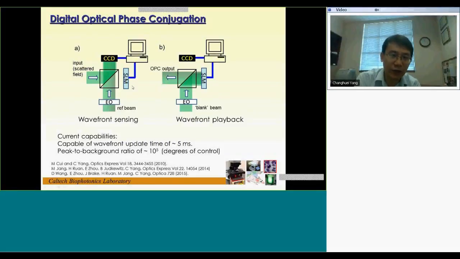This approach, we have been working on it steadily since 2010, and thus far, our capability is that we can do this kind of rendering and playback with a reaction time of about 5 milliseconds. And we can control a number of optical modes on the order of 10 to the power 5. This optical mode, let me explain a little bit why it matters and how it impacts our experiments.